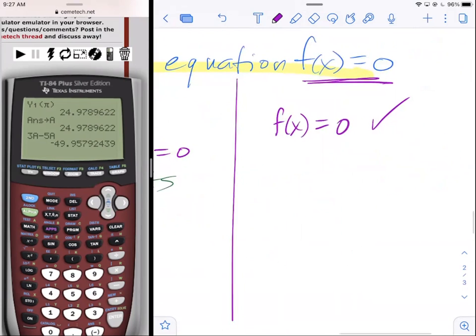Now, there's two things you could do. Watch this. Your calculator, if you go to the graph, how many zeros do we have? How many x-intercepts does this graph have? 3. Let's go ahead and find the one on the far left.